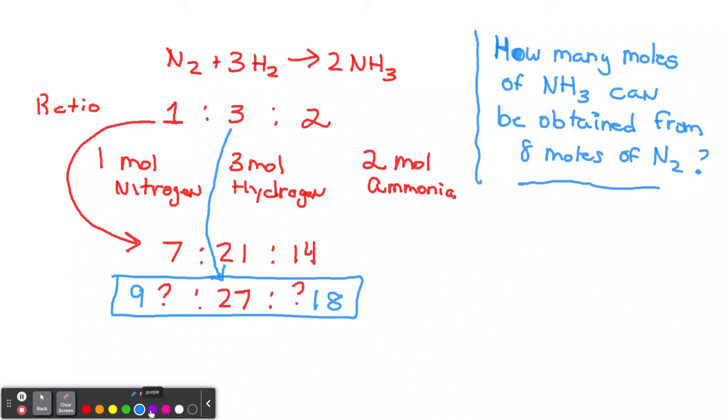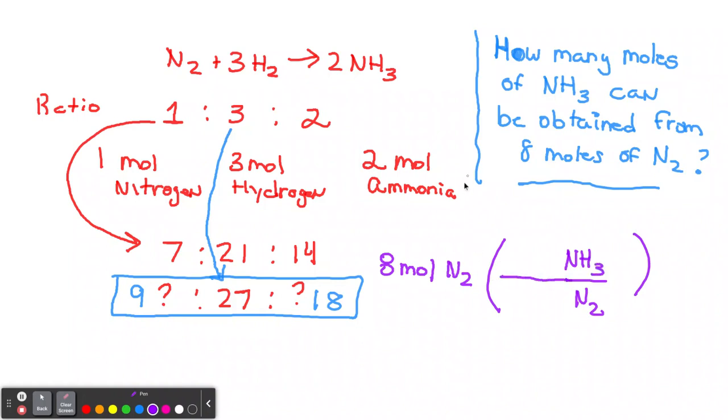All right. If you didn't pause the tape, pause it now if you need to. So we want 8 mole nitrogen, and we're going to times it by a ratio. If we're going to say 8 mole nitrogen, we need nitrogen on the bottom, and we need our product on top. So what ratio are we going to use? We want the ratio where we have ammonia on top and nitrogen on the bottom, and that would be 2 mole to 1 mole.